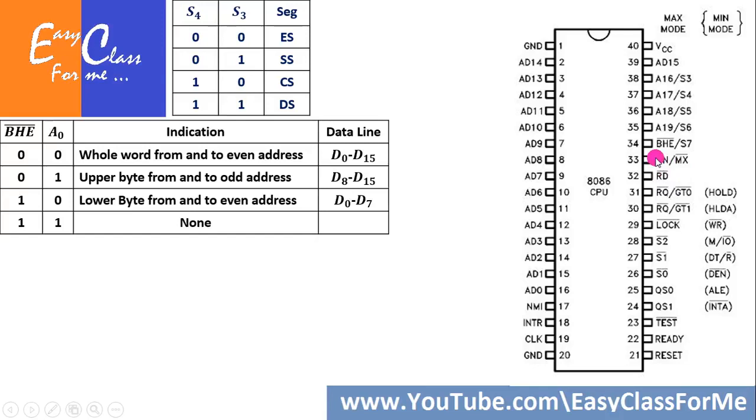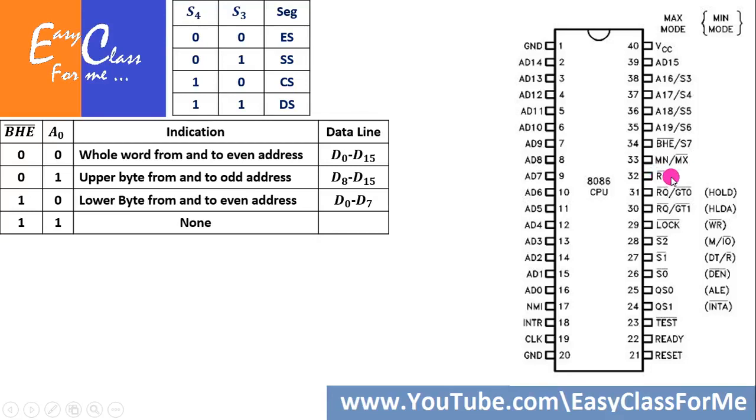When the value of this pin is 0, which indicates MN is 0, then MX bar also becomes 0, and MX becomes equal to 1. So when MX is 1, maximum mode is activated, and inside maximum mode the processors will be multiple. In the circuit there will be multiple processors operating combinedly to achieve a certain task. So the status 0 or 1 on this pin indicates the minimum mode or the maximum mode of operation.